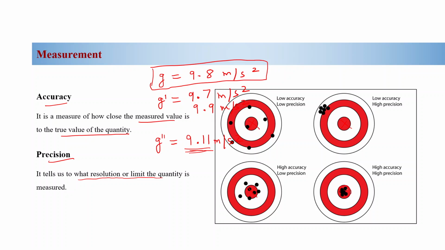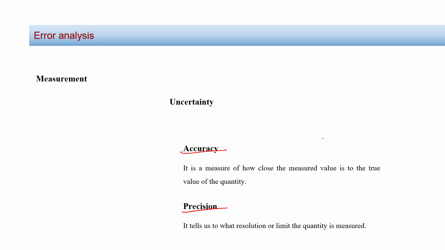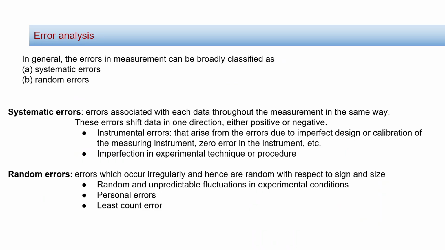For this example you can see the accuracy is high and the precision is also high. So through this analogy, you can understand what we mean by saying that a measurement is more accurate or precise or otherwise. So these are the two aspects of a measured value. Now we'll see what types of errors there are in any measurement.